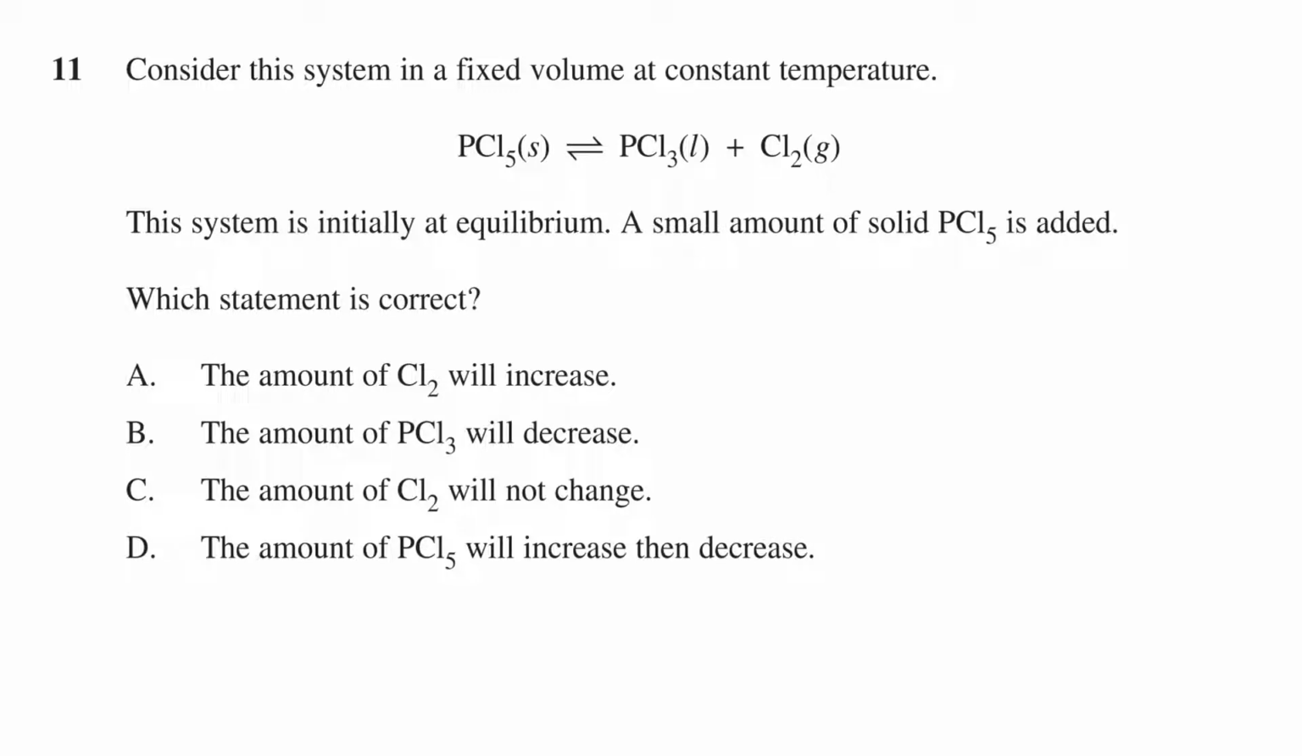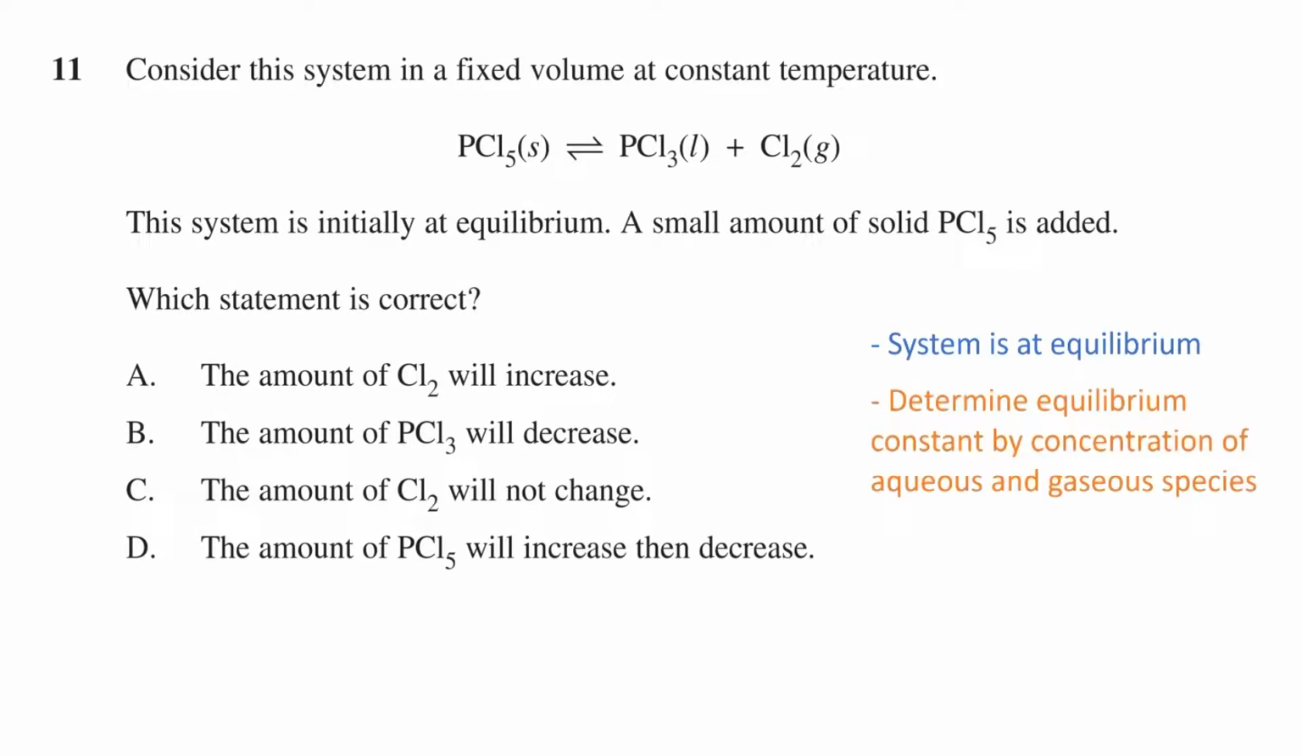To answer this question, we need to remember that with reversible reactions that have reached equilibrium, it is only aqueous and gaseous species that contribute to the equilibrium constant. This constant is the ratio of products to reactants. Any changes to either shifts the equilibrium point in such a way as to maintain this constant value, according to Le Chatelier's principle. In this question, PCl5, a solid, is being added.